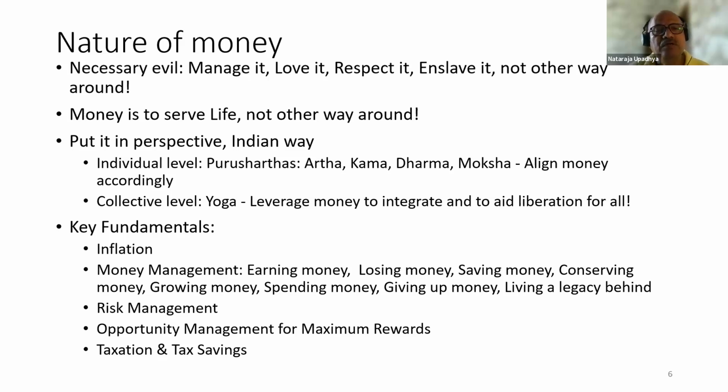Then India talks about yoga, which is integration of everything. So here again, money is quite a lubricant to integrate all aspects of our life towards these purusharthas. So when we talk about money, we need to understand inflation.